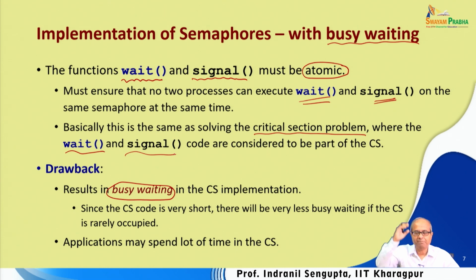But if you look at the application, this is with respect to wait and signal, but at the process level the critical section can be many instructions. So, there is no restriction that the critical section code has to be very small. You may be doing a lot of updates on the shared variables in the critical section. So, in general for applications inside the critical section you may be spending a lot of time.